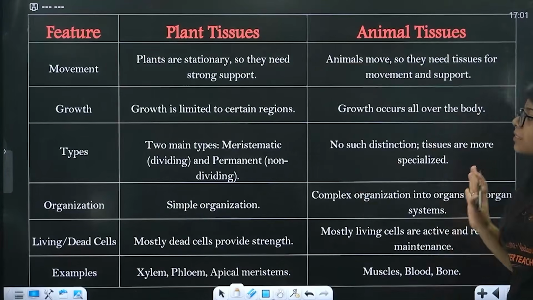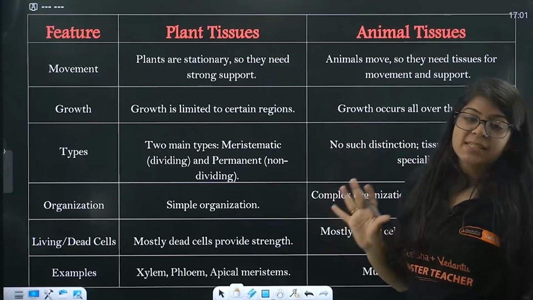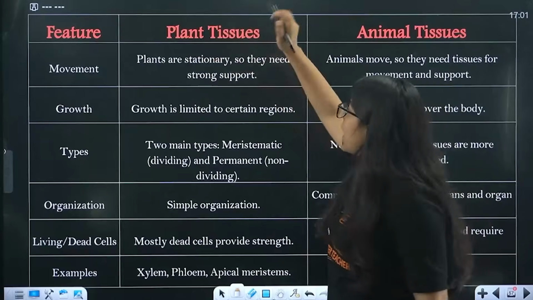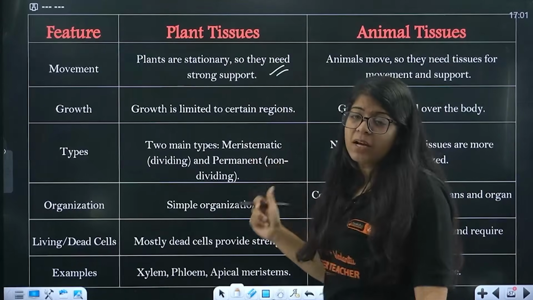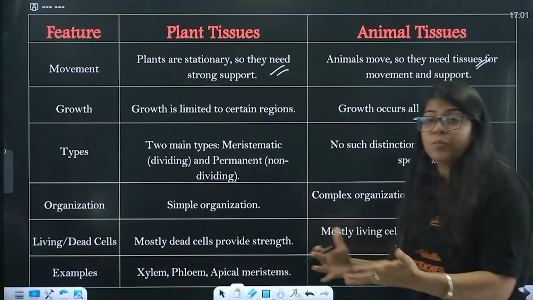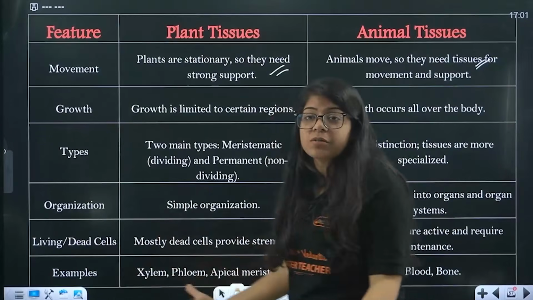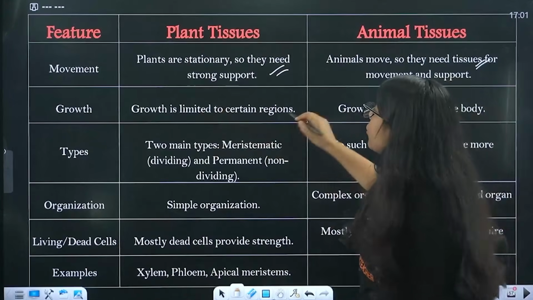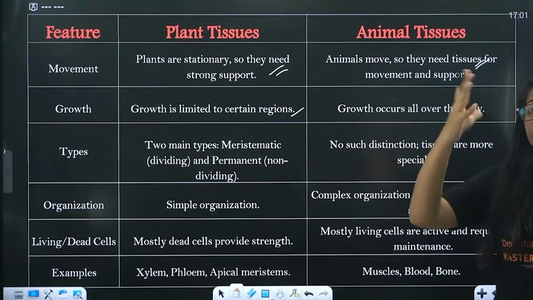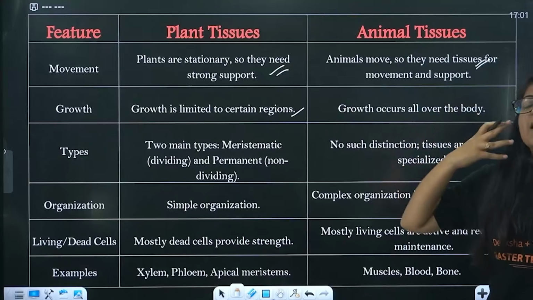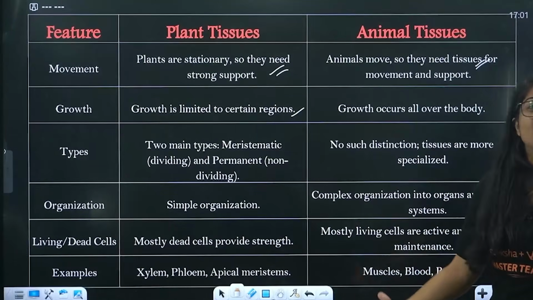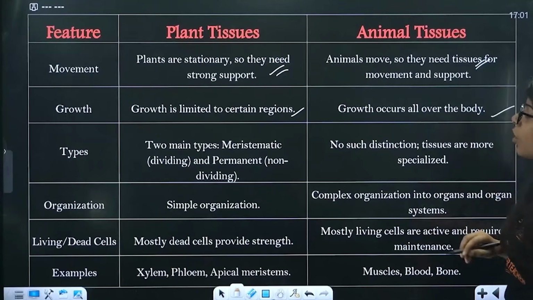Now these are some of the main differences that I want you to study. First is your plant tissue versus animal tissue. Movement: plants are stationary, so they don't need strong support. But animals, we move, so we need strong posture, strong support, right? Growth: in plants, growth is limited to certain regions, but in animals growth is everywhere. My fingers are growing, my face is growing, my legs are growing and stomach is growing. So growth occurs all over the body.